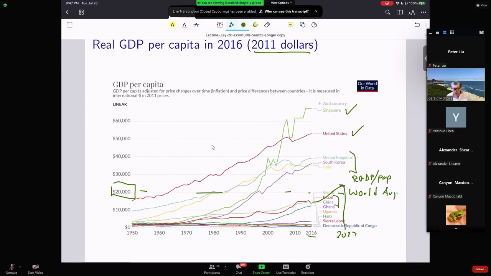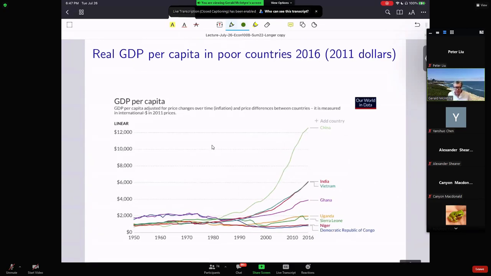China and Brazil are what you'd call middle income countries. They're in the middle of the income distribution. The United States, Singapore, UK, South Korea, Italy are high income countries, and countries here are lower income countries, or low income countries. If we blow up those low income countries, here's China, remember, in the middle, just at or slightly above the world average.